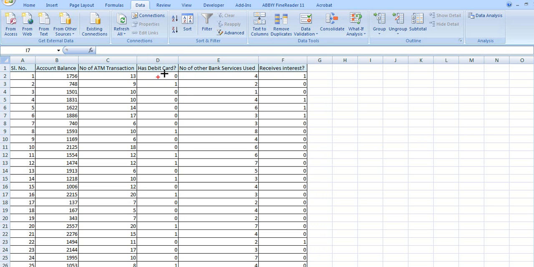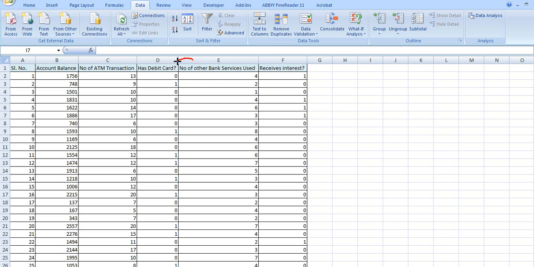So we have a data set for a bank. In this data set we have the account balance. These are the account balances of the various clients. Then we have the number of transactions through the ATM that the client does in a month. So this is the average account balance in a month and the number of ATM transactions done in a month. Then we have whether the client has a debit card or not: 0 means that it does not have a debit card, 1 means that he has a debit card.